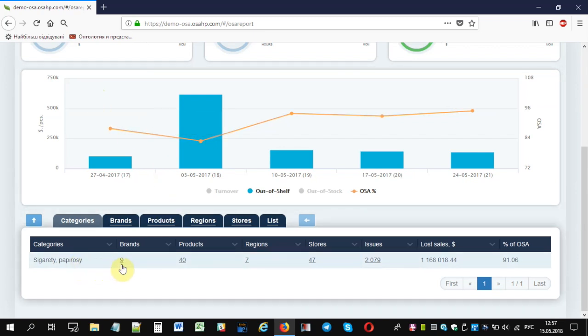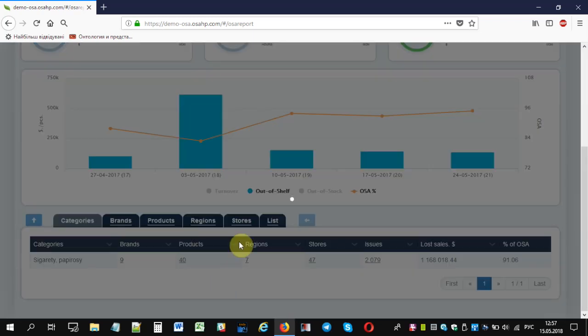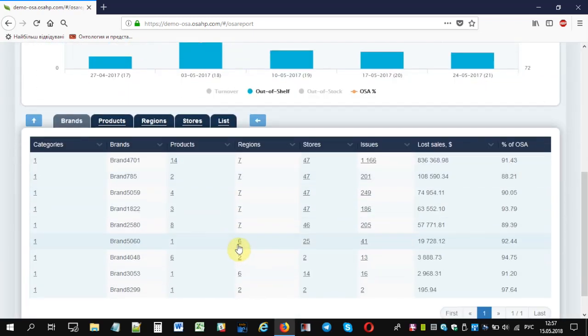So here, we see a problem with 9 brands and with 40 products in this particular category. This problem was observed in 7 regions across 40 stores in these regions. There was, in total, 2,079 problems. The total number of lost sales is almost 1 million. The average OSA level was 91%, which is quite good.